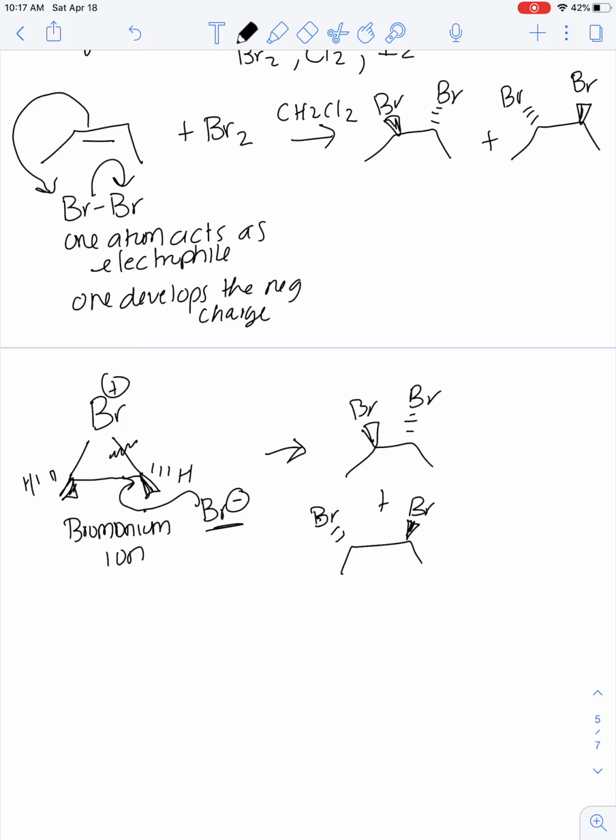So again, if doing the R and S configurations helps you, I recommend doing that. So again, this is going to be always anti-addition. And again, think of it as an SN2 reaction. So it is SN2-like, where we're going to have that backside attack of whatever the halide ion is, because again, this bond right here would be breaking as that bromine that developed the negative charge is coming in and attacking.